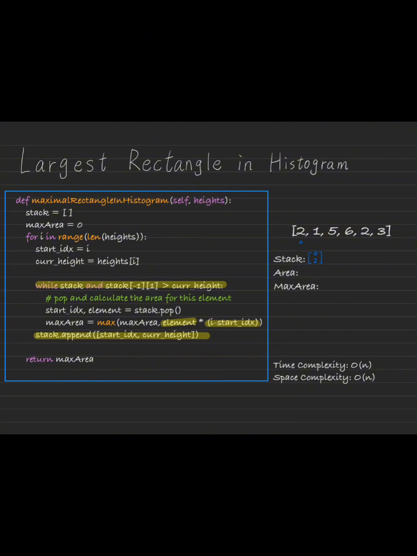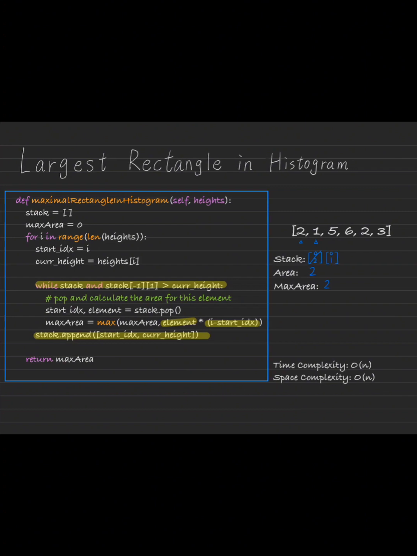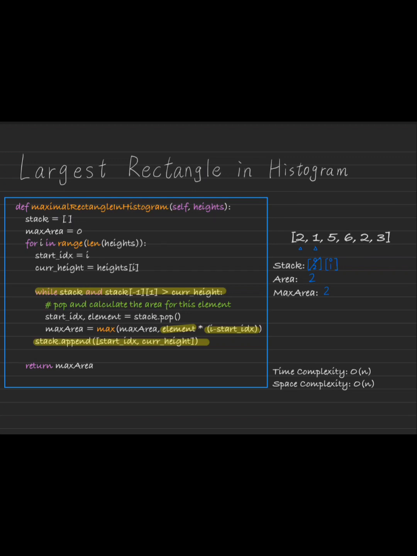We'll start with the stack with starting index of 0 and the element 2. There's nothing to be done here, so we move on to the next element. Since 1 is smaller than 2, we're ready to pop 2 out and calculate its area. The area is 2 and we update the max area accordingly. Then we add 1 to the stack. Let's move on to the number 5. 5 is bigger than 1, so we simply add it to the stack. And next up, the number 6. 6 is also bigger than 5, so we also add it to the stack.